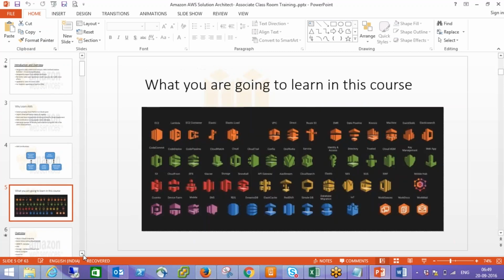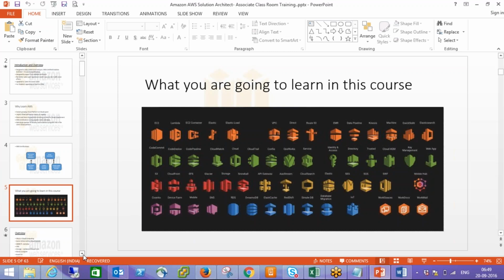So coming to the various AWS services that we have as of today, we would be digging into every service that is available, and I'll give you an overview of all the services available as of today, so you have a complete understanding of what AWS offers and what is the functionality of each and every service. We would dig more into the services that are more relevant for this exam.